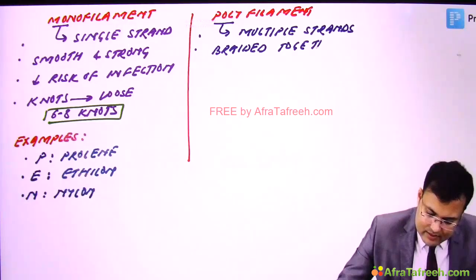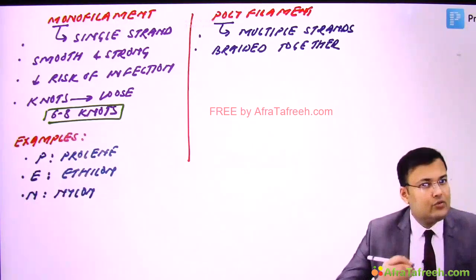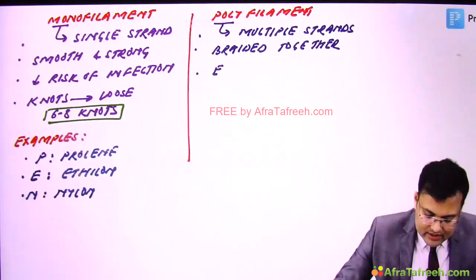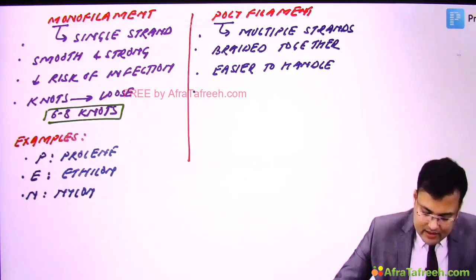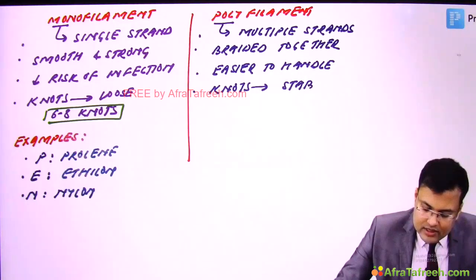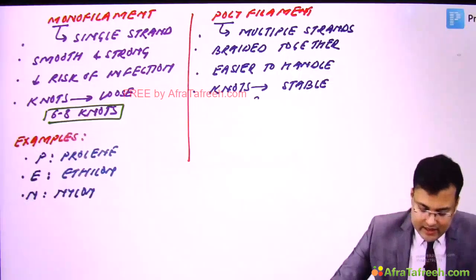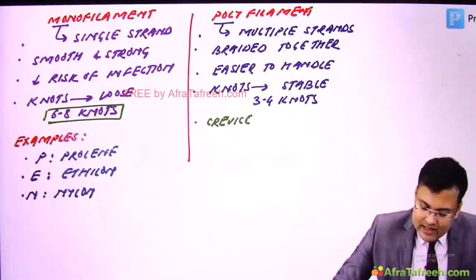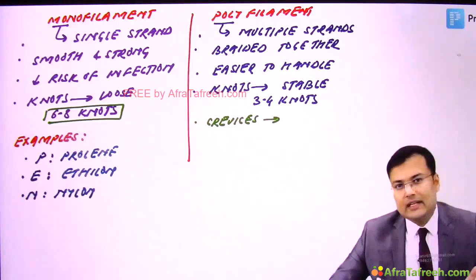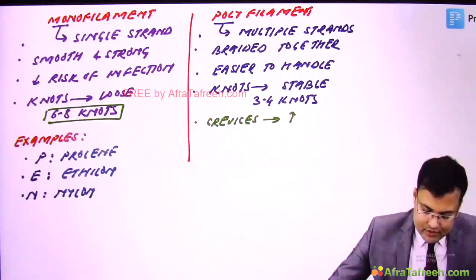Clear? The advantage is that this suture is easy to handle. Another advantage is that the knots are stable. So generally how many knots do we take? We take 3 to 4 knots. But the problem is that there is presence of crevices between the strands, and because of these crevices there is increased risk of infection.